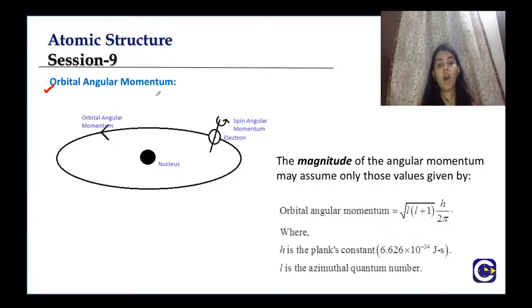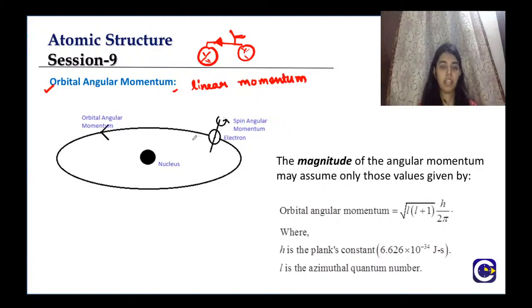See, what is basically orbital angular momentum? Imagine a cycle here. Pardon, my drawing capabilities are not good. So this is basically a cycle, let us say. First we will discuss what is basically linear momentum. When an object is traveling in a straight line, we define the linear momentum of the object as mass times its velocity. This is the linear momentum.